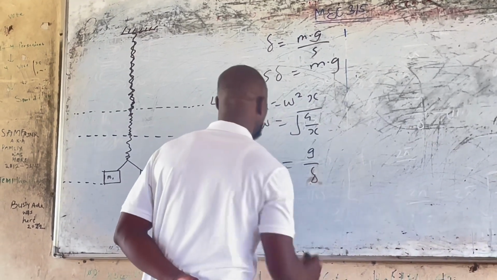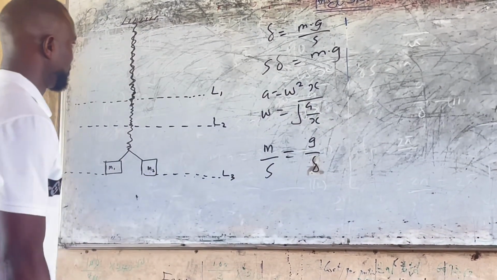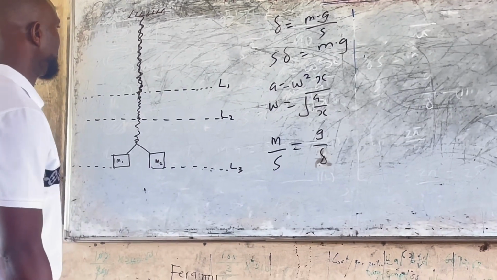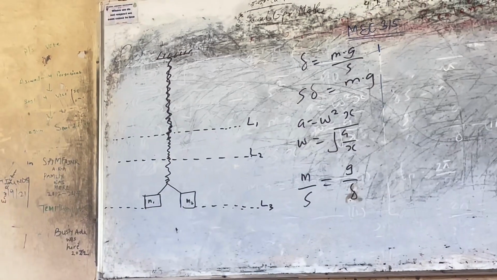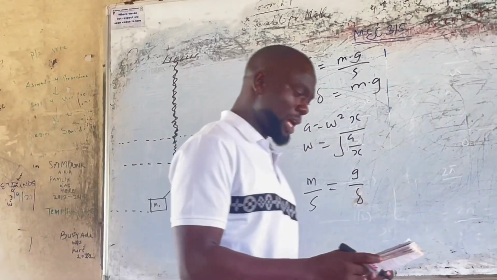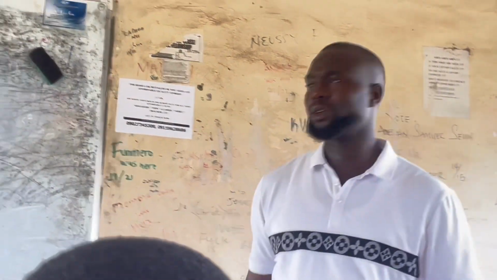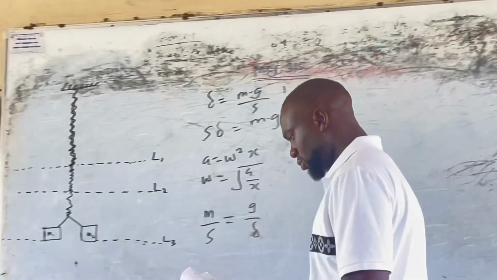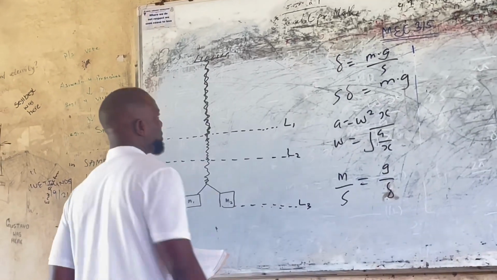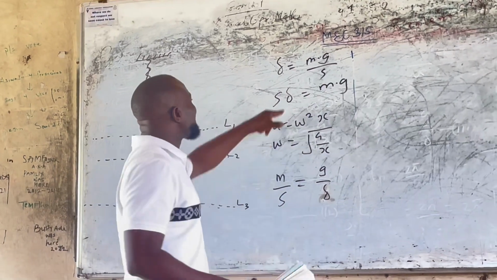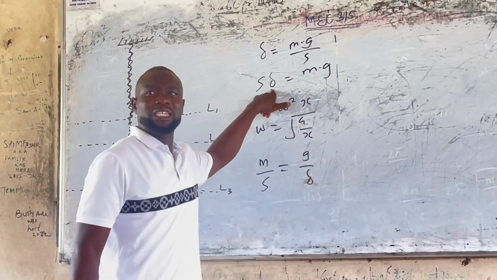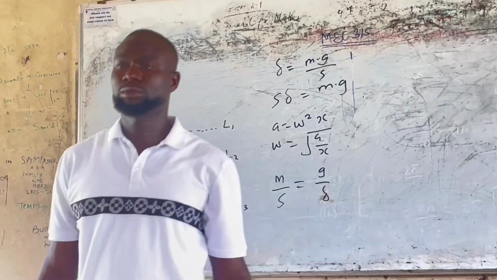There's one I'm still waiting for. G over delta. Yeah, okay. Now, what are we to calculate? The amplitude of vibration. The question, in this question, we are given what? What is our D? Our D is what? The deflection. Okay? The deflection.